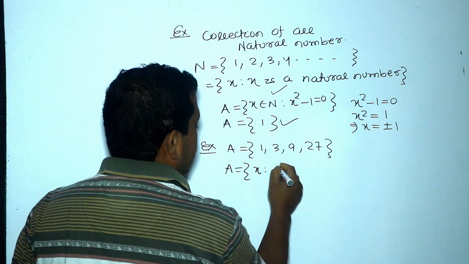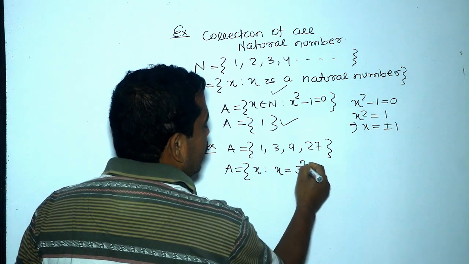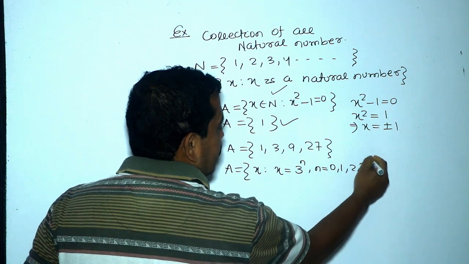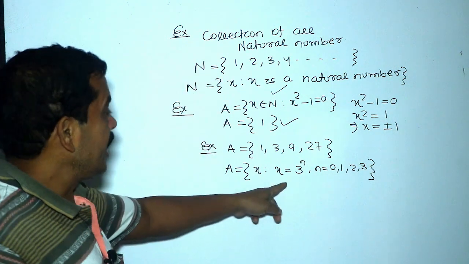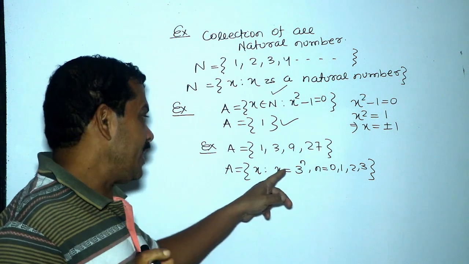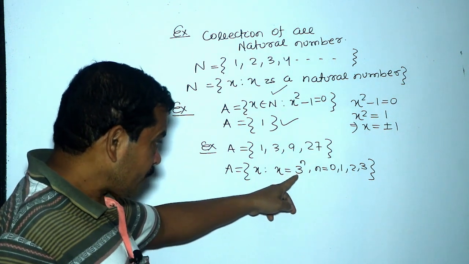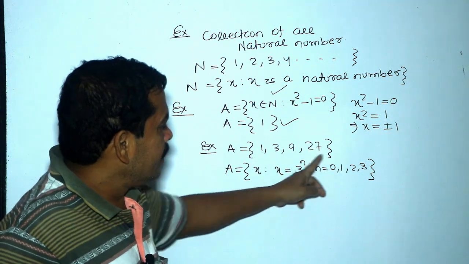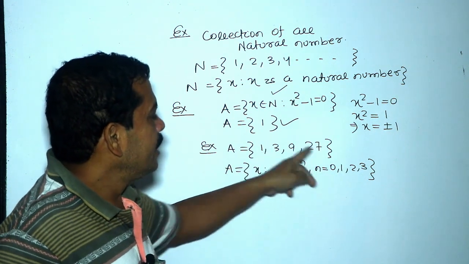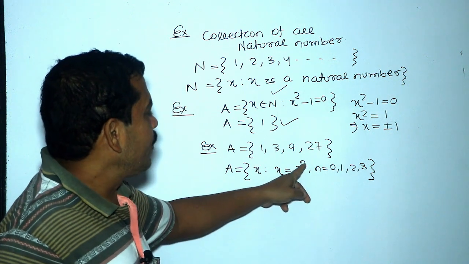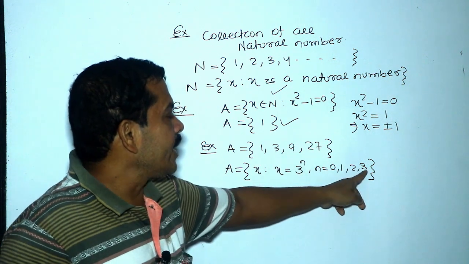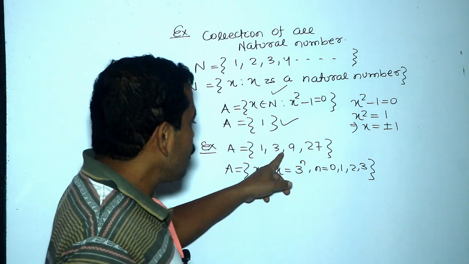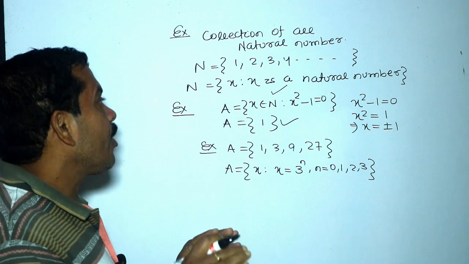X such that x equals 3 to the power n, n equals 0, 1, 2, 3. This is the set builder form of this set. If we take 0, 3 to the power 0 is 1. If we take 1, 3 to the power 1 is 3. If we take 2, 3 to the power 2 is 9. If we take 3, 3 to the power 3 is 27. This is the roster form, this is the set builder form.